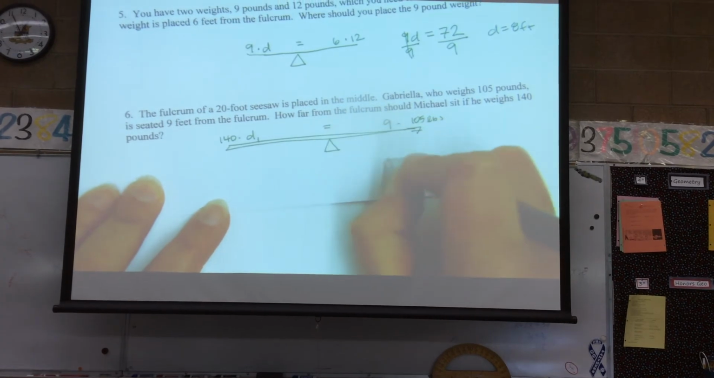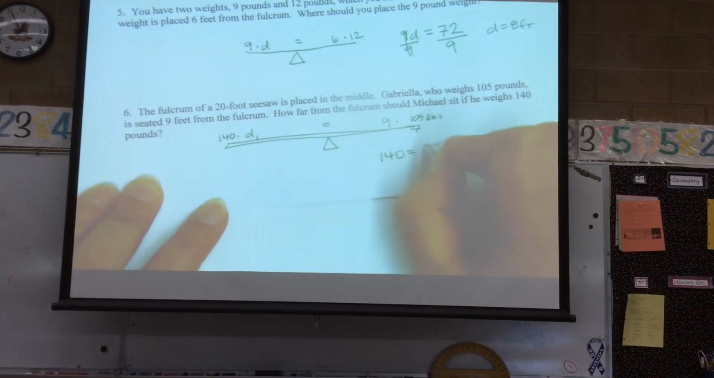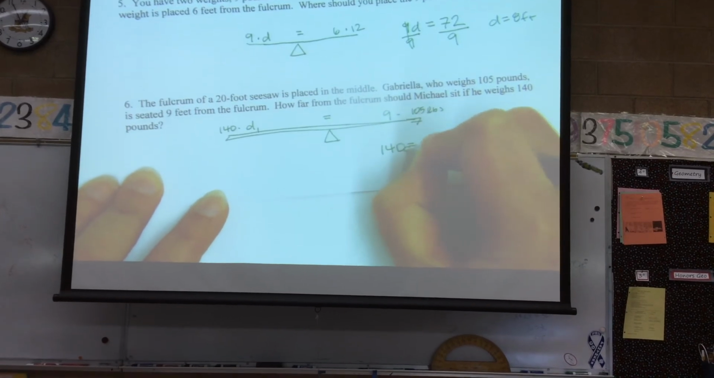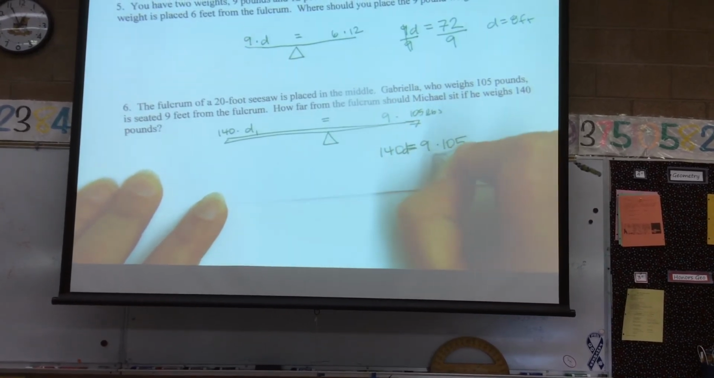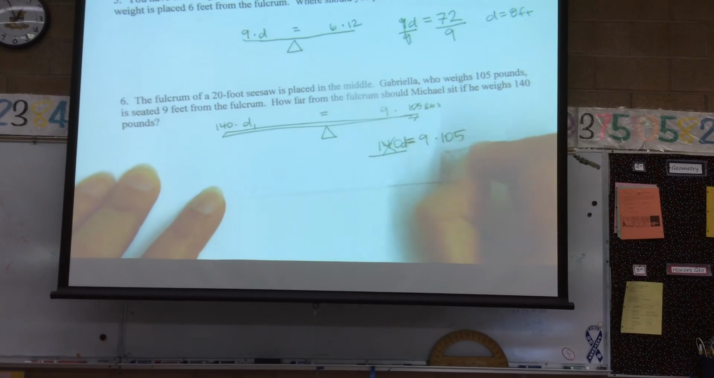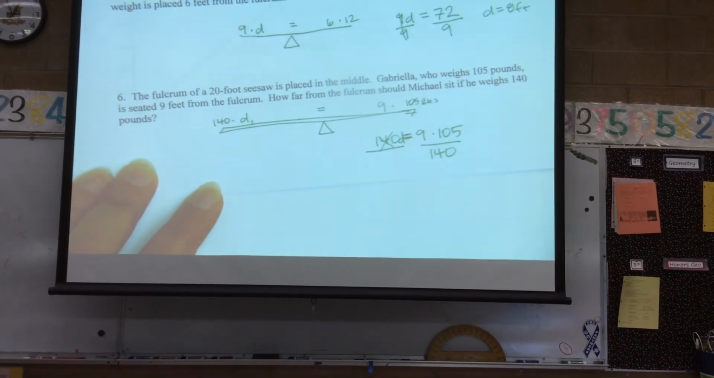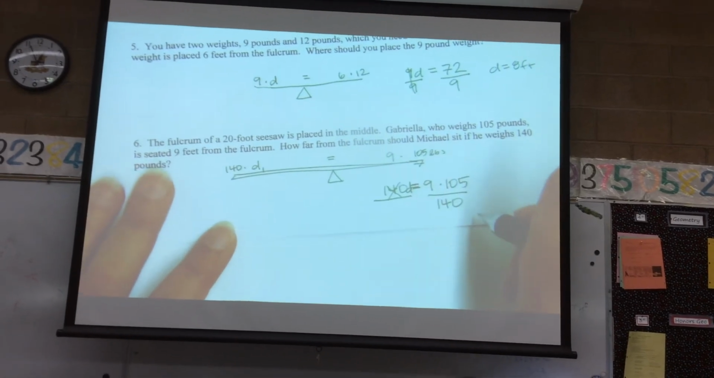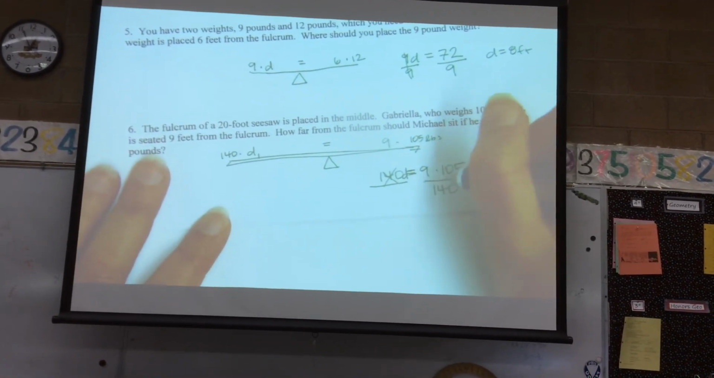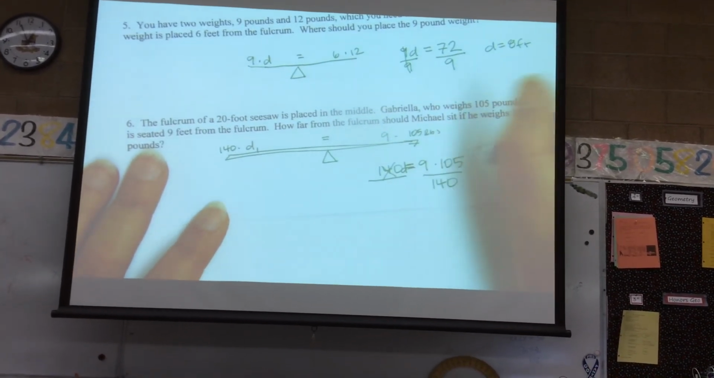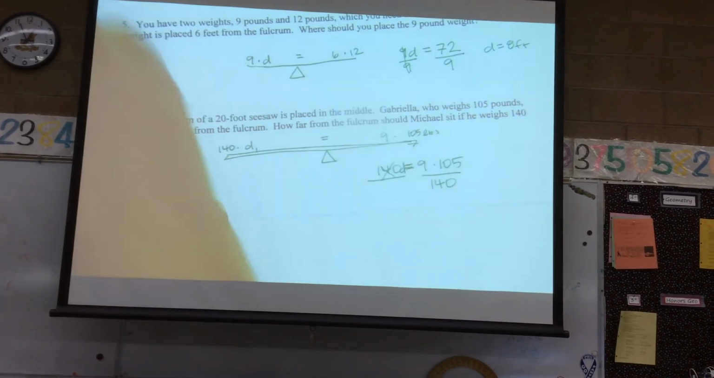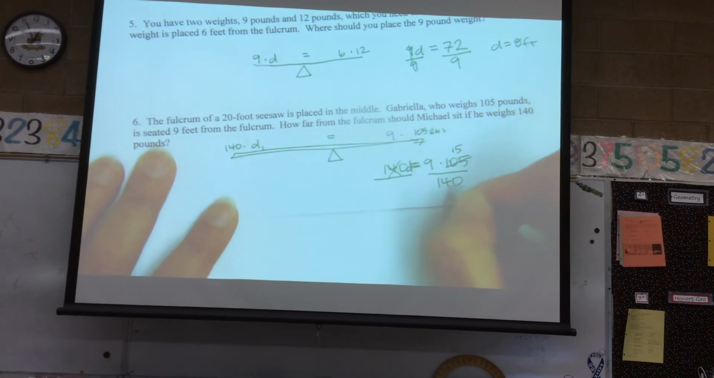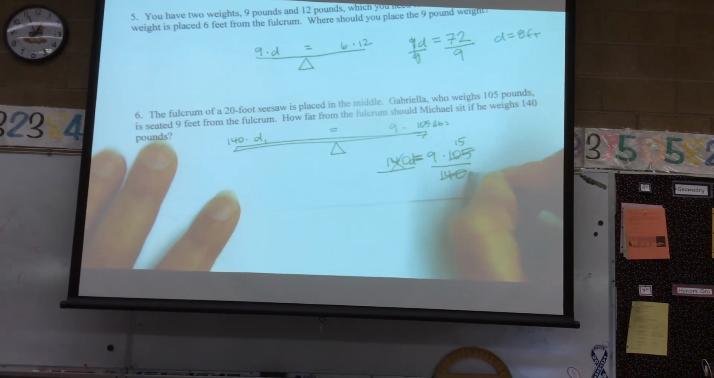Let's set them equal. 140D equals 9 times 105. Don't forget your D. I'm going to divide both sides by 140. And if you don't have a calculator, now is an appropriate time to cancel things out if you know how many times 5 goes into 105 or something like that. I happen to know that 7 goes into 105 15 times, and that 7 goes into 140 20 times.